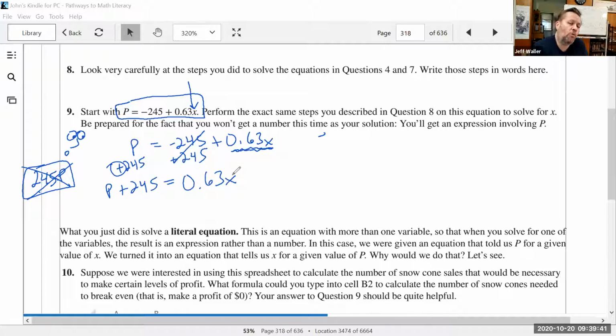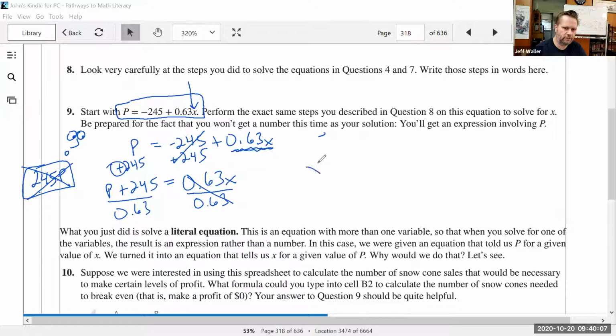0.63x. And then I've got one step left to do. There we go, that's better. So one step left to get x by itself: I just have to divide by 0.63. And I understand people's brains don't like this. Our brains like it when we're getting a number. We're not going to get a number because we don't know what P is.